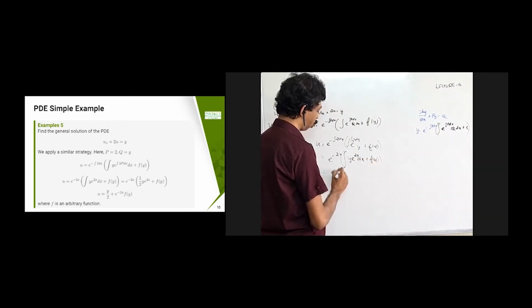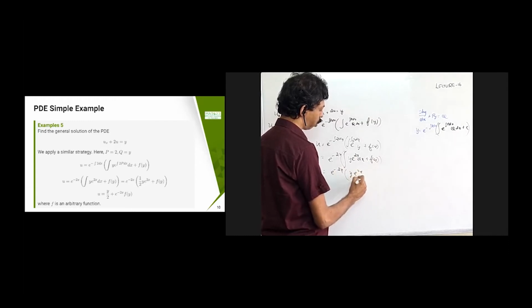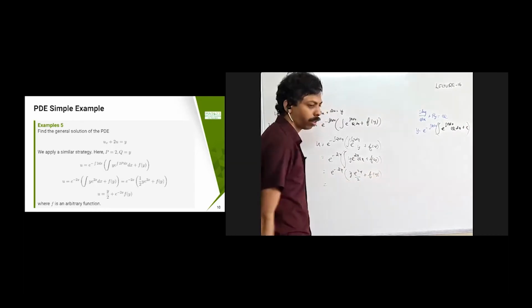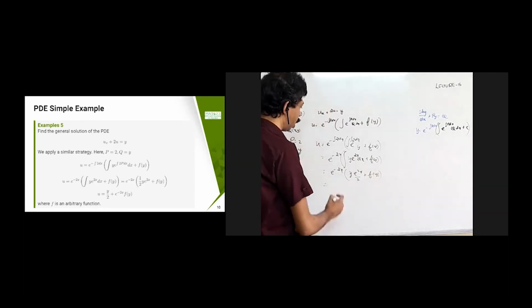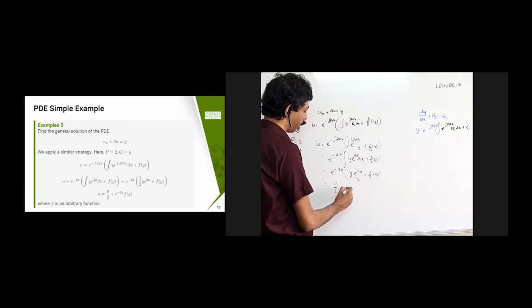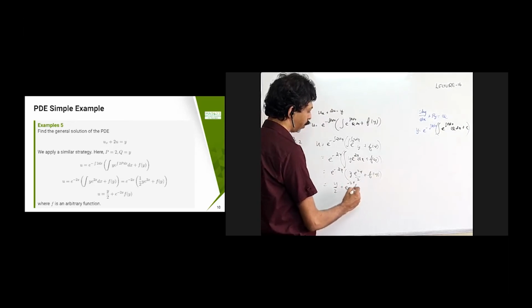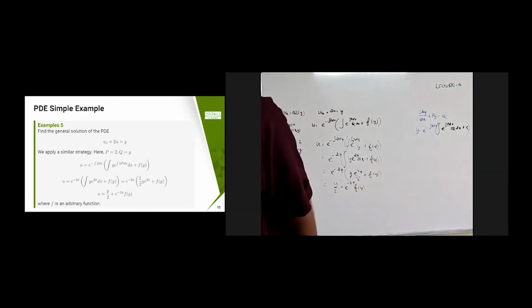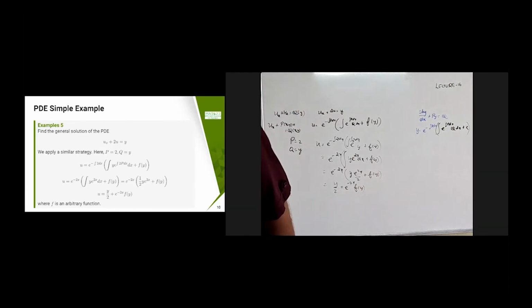That is e power minus 2x, y into e power 2x by 2, plus f of y is going to come. Okay, so this is my solution. Or I can write it as y by 2 plus e power minus 2x into f of y. You can verify that it is going to satisfy that equation.